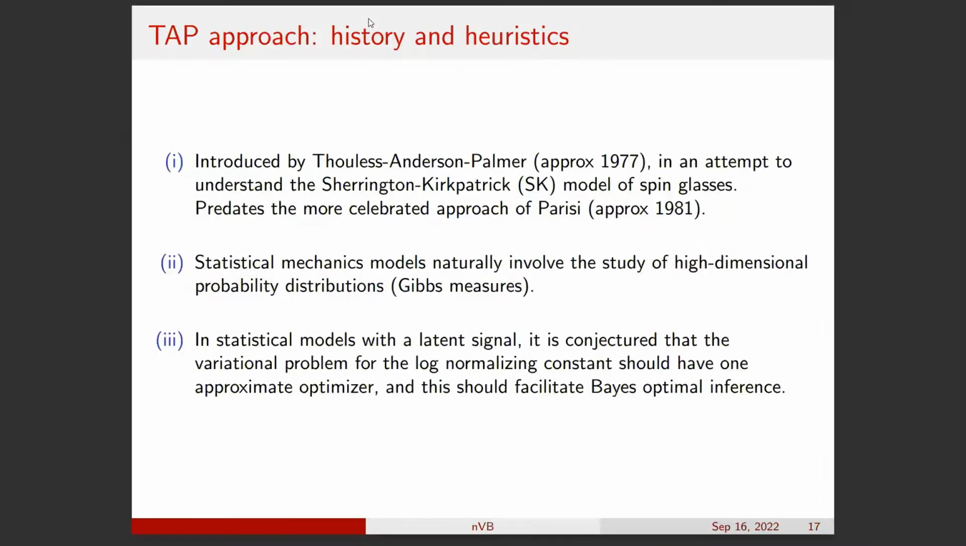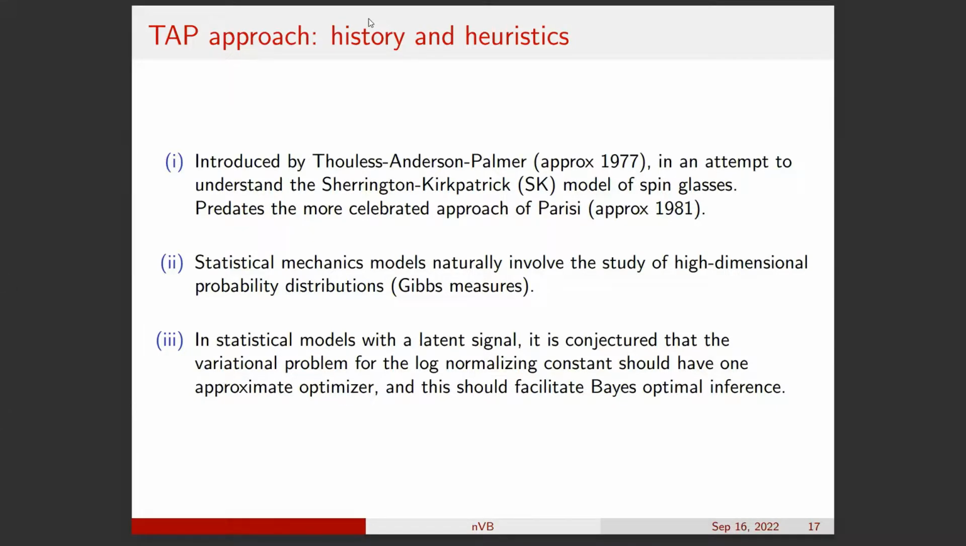Let me talk slightly about the history of where these things come from. So this idea of deriving these approximations to the log normalizing constant for these high dimensional probability distributions, I think originated in the studies due to Thouless, Anderson, and Palmer, all of them very well-renowned physicists. I think both Thouless and Anderson received the Nobel Prizes in physics, not for this line of work. But in their studies, they were trying to understand these so-called models for spin glasses.